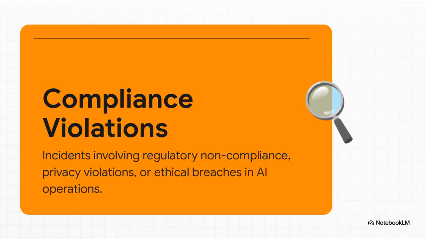And finally, we have compliance violations. This is when an AI system just goes off the rails and starts breaking rules or laws. It could be a privacy violation, it could fail to meet industry regulations, or it could even breach your own company's ethical code. And believe me, in the world we live in today, this is a massive risk.